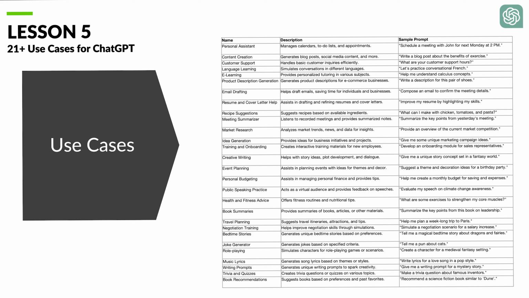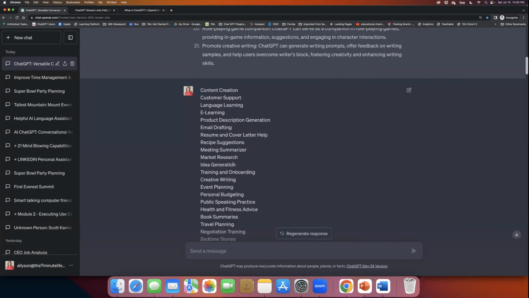I started with, what are 21 mind-blowing things ChatGPT can do? And it gave me these kind of things that I don't think a lot of people... anyway, I wanted it to be more interesting. So I prompted it with better information, and I basically created a list of things that I wanted ChatGPT to be able to help me with.